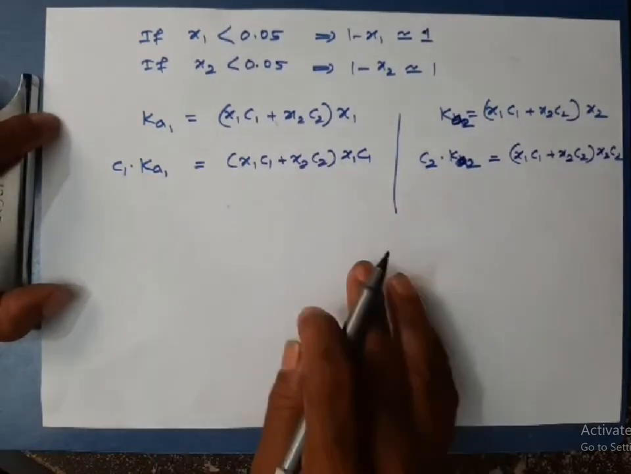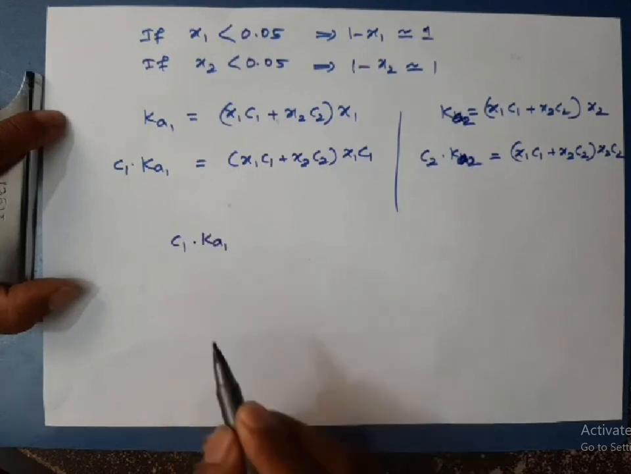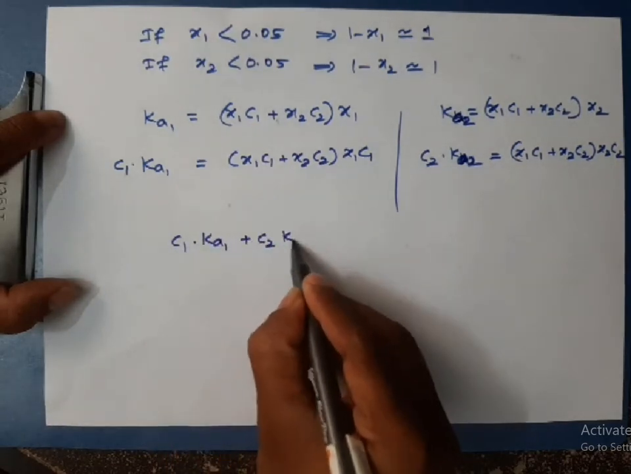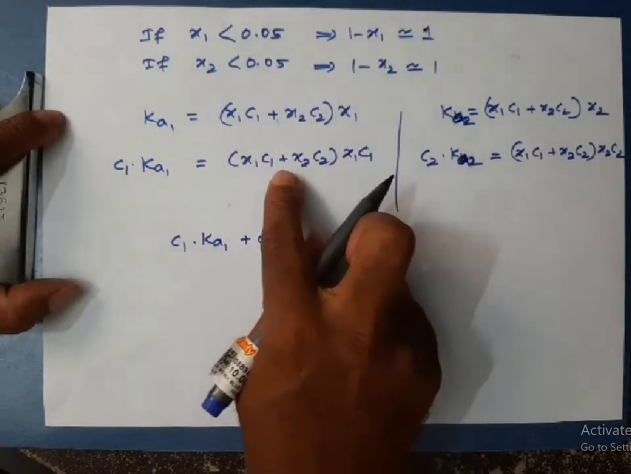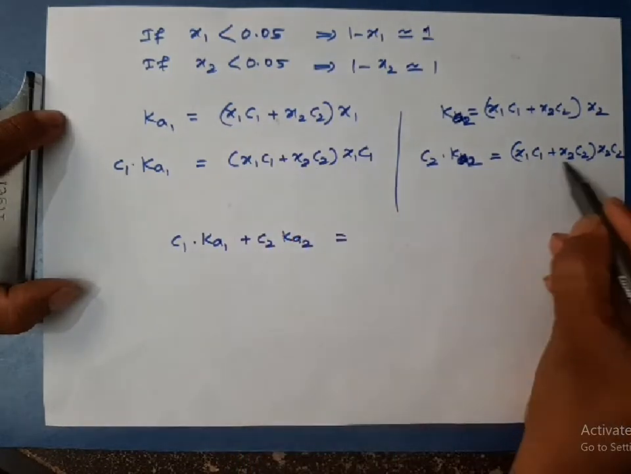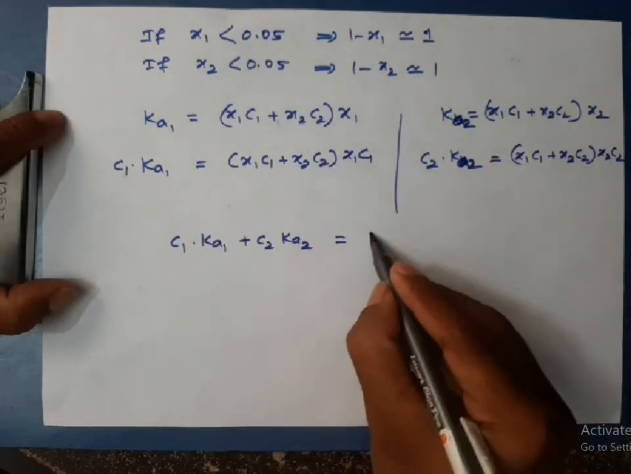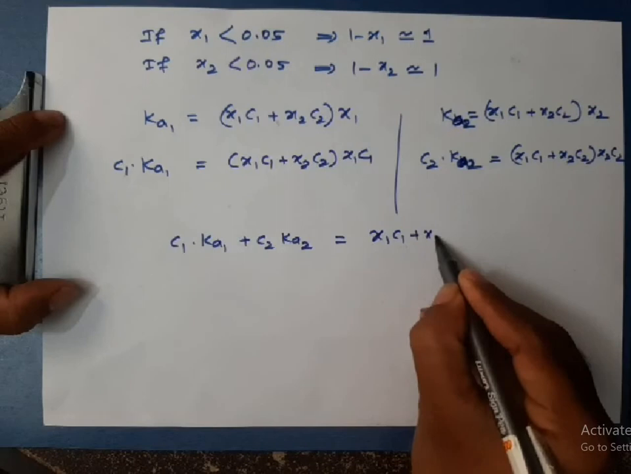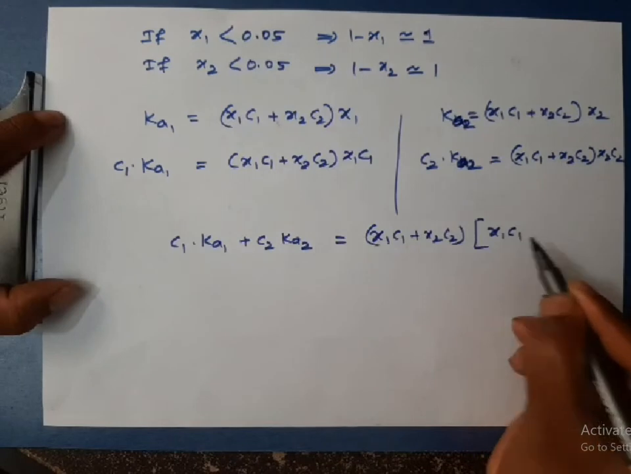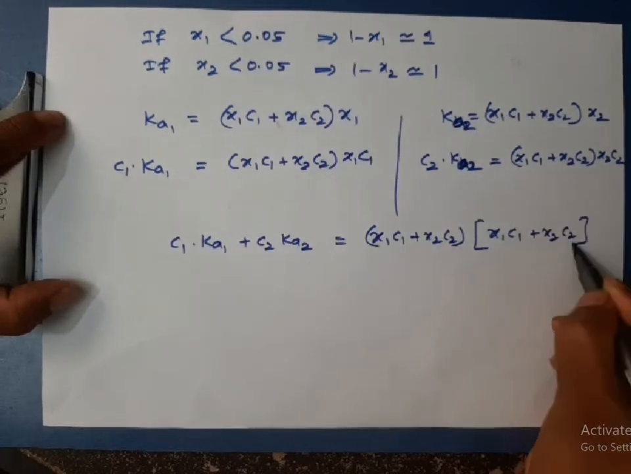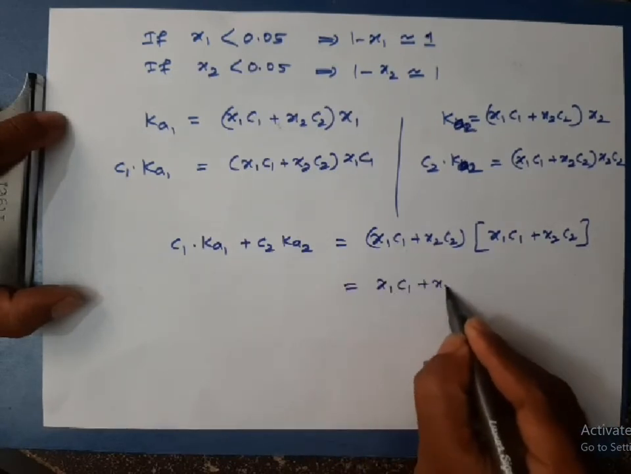I'm going to add the two equations. So if I add, I'll get c1 into Ka1 plus c2 into Ka2. I'm adding the left hand sides. In the right hand side, see here we have x1 c1 plus x2 c2. Here also we have x1 c1 plus x2 c2. So I can take x1 c1 plus x2 c2 as common. If I take this as common, here we are left with x1 c1, here we are left with x2 c2. Okay, and see again these two are the same. So if I multiply it, I'll get x1 c1 plus x2 c2 the whole square.